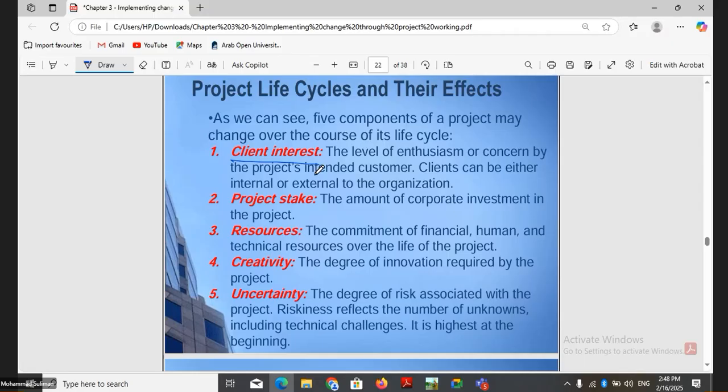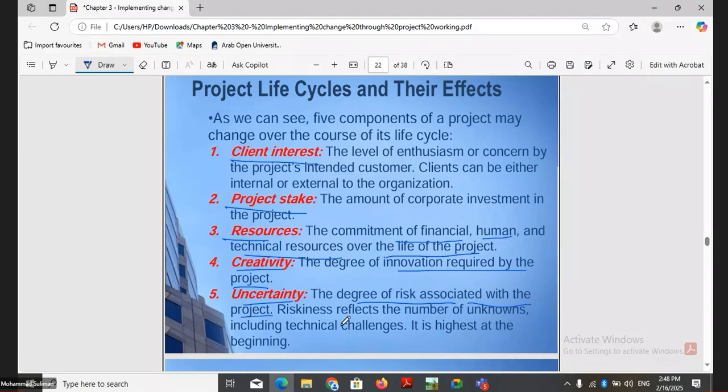Number 2, project stake. These are the people who are interested in the project, like investors. We must hold the investors also. We must involve them in meetings. That is a project stake. Number 3, resources, like commitment of financial, human, and technical resources over the life cycle of the project. Number 4, creativity, the degree of innovation required by the project. This is also very important. Number 5, uncertainty, the degree of risk associated with the project.